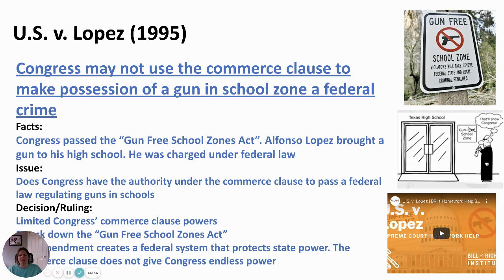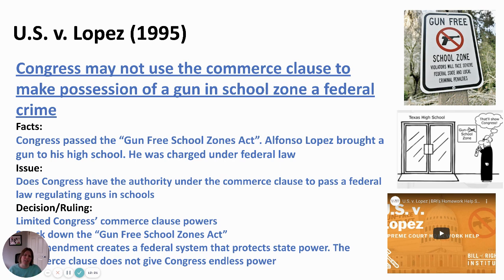Now, Alfonso Lopez is a high school student, and he brought his gun to high school. He was charged under federal law. But Lopez's lawyer basically made the argument that this federal law shouldn't exist because it's actually a state area that should be regulated by the states and local governments and not the federal government. So the question there was, does Congress have the authority under the Commerce Clause to pass federal law regulating guns in schools? Because there's nothing in the Constitution, like in our enumerated powers, that says to regulate schools or guns. So how did Congress pass this law in the first place?